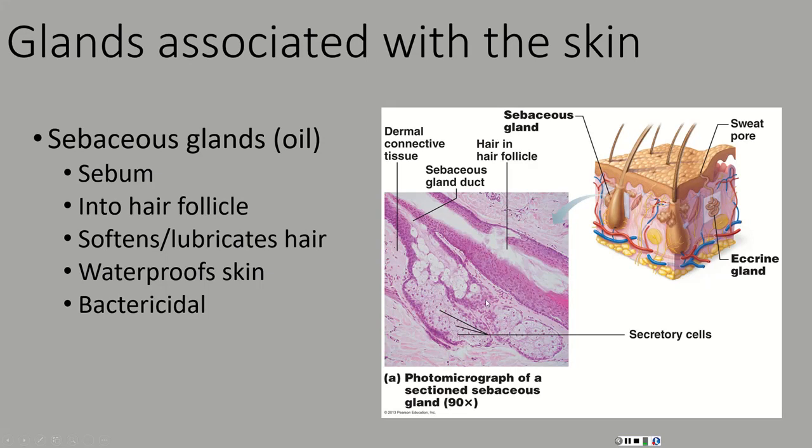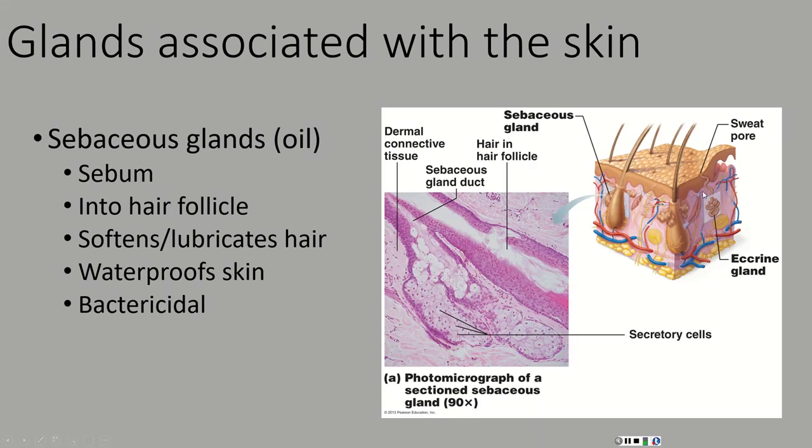So here's a slide of a skin section. Here we have a hair shaft, and this purple area around it is the hair follicle. And right next to it, we see this tissue right here, which is a sebaceous gland. It kind of looks like adipose tissue. It's not, but it kind of looks like adipose tissue. And we can see that it is directly connected to this hair follicle. So the sebum, the oil, is released into the hair follicle, and then from the hair follicle, it travels up onto the surface of the skin and then spills out onto the surface of the skin.